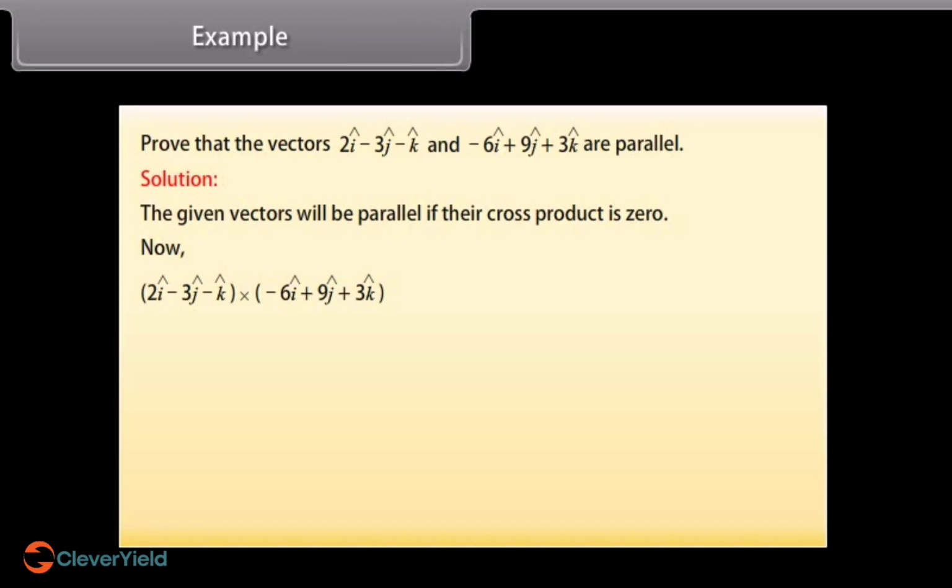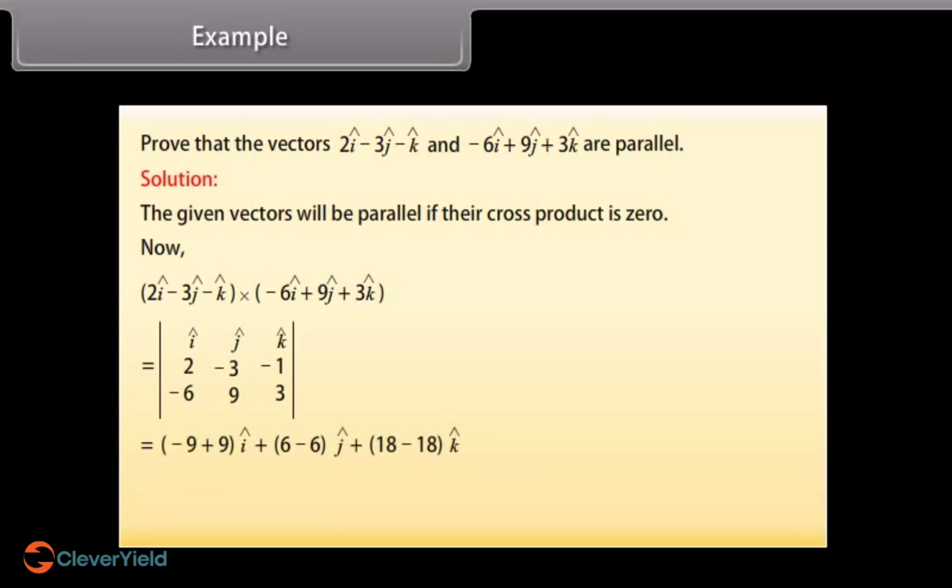Now, (2 cap i minus 3 cap j minus cap k) cross (minus 6 cap i plus 9 cap j plus 3 cap k) equals the determinant, row-wise: first row cap i, cap j, cap k; second row 2, minus 3, minus 1; third row minus 6, 9, 3. That is (minus 9 plus 9) cap i plus (6 minus 6) cap j plus (18 minus 18) cap k, which equals 0. Hence proved.